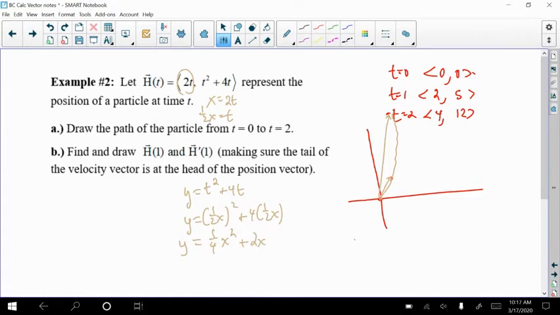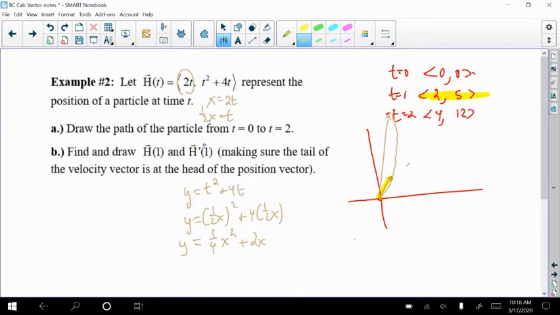So again, parabola, it looks like it's going through 0, 0. And if you wanted to complete the square to find the vertex, you could certainly do that. Okay, we already drew h of 1. So just to highlight that, maybe I'll highlight that here in yellow. Here's h of 1 right there. It is a vector, and it's this vector right here pointing to 2, 5. It's a position vector, so it's measured from the origin.